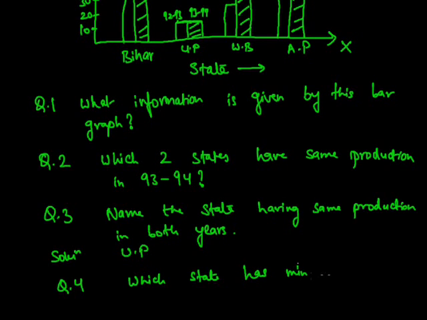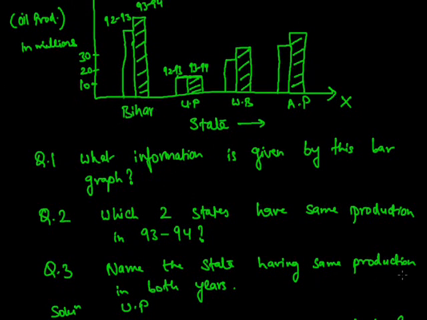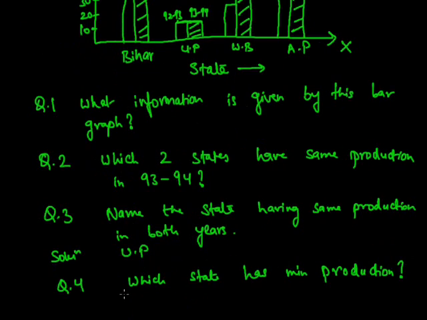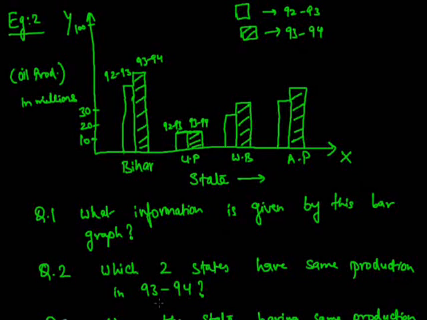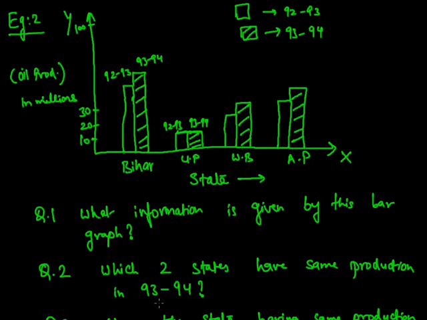And accordingly we will see one more question based on this bar graph, like which state has the minimum production. If you consider both the years, 92-93 and 93-94, in both the years the minimum production is only in UP. So UP is the only state which has the minimum production in both the years. So the answer for this is again UP. And let's say it is asked which state has the maximum production. If you consider both the years, then Bihar is the only state which has the maximum production. So in that case, the answer will be Bihar.